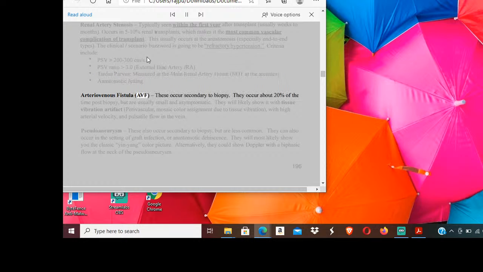Arteriovenous fistula, AVF. These occur secondary to biopsy. They occur about 20% of the time post-biopsy, but are usually small and asymptomatic. They will likely show tissue vibration artifact, with paravascular mosaic color assignment due to tissue vibration, with high arterial velocity and pulsatile flow in the vein.